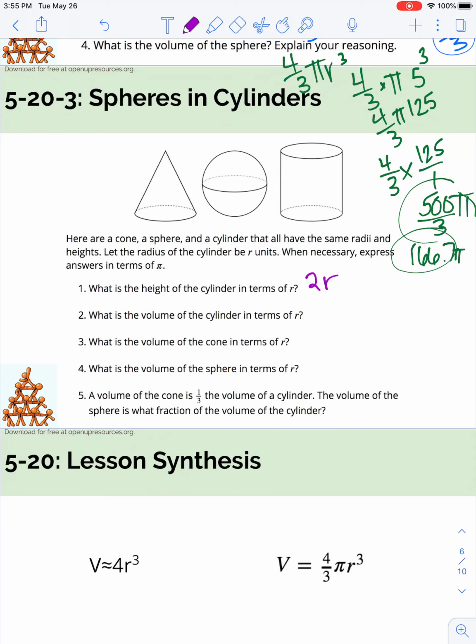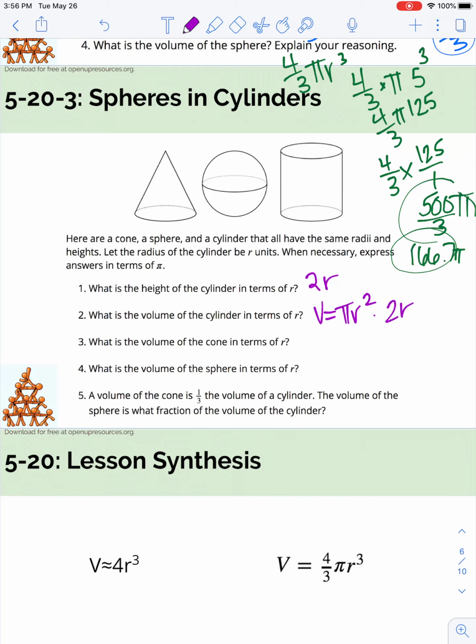Again, this isn't like you're going to ever have a test question on this. I don't think you would ever have test questions like this in high school either. It's just to kind of give you more background information. What is the volume of the cylinder in terms of r? So we know the volume formula is like this, right? Volume equals pi r squared times height, but now our height is 2r.